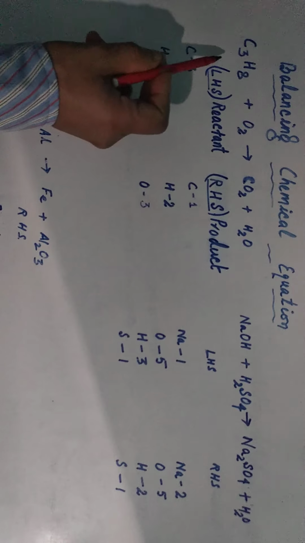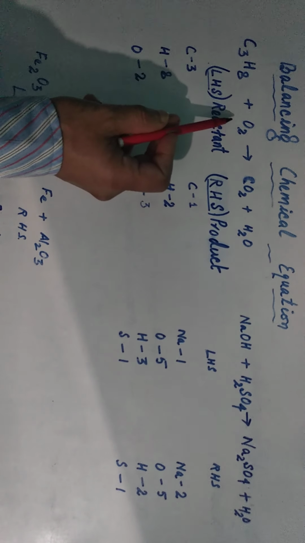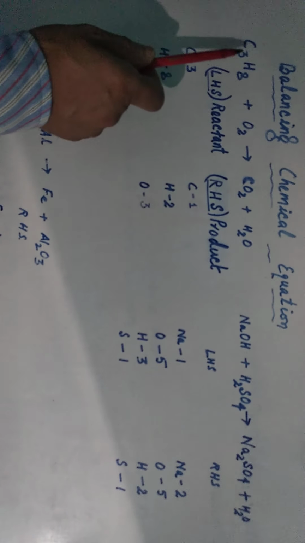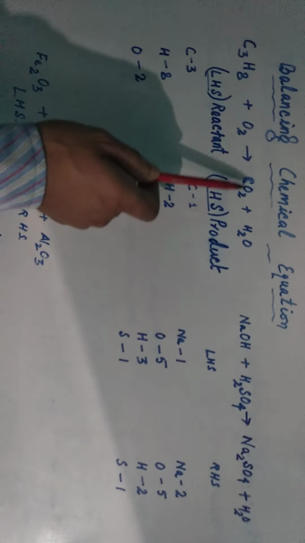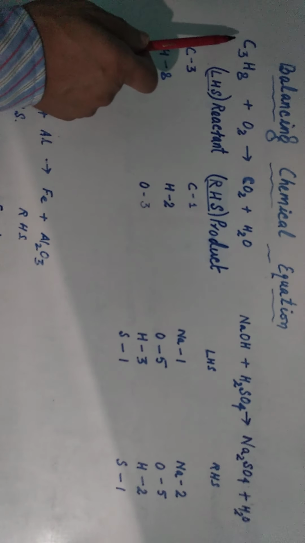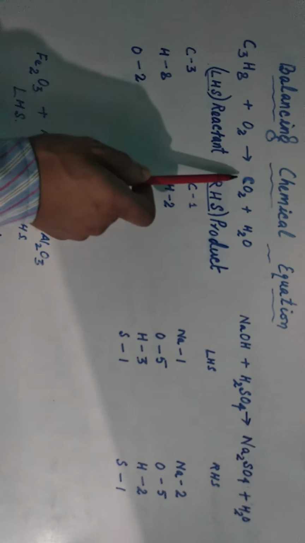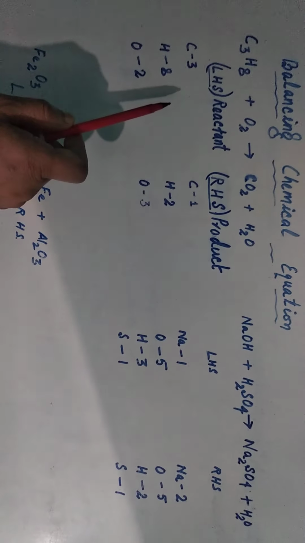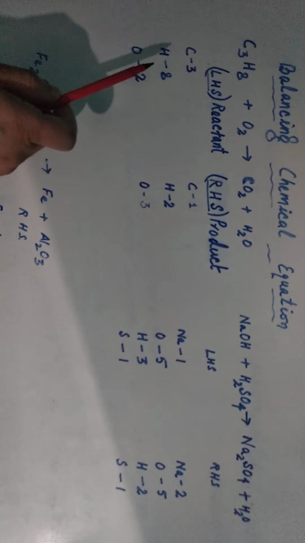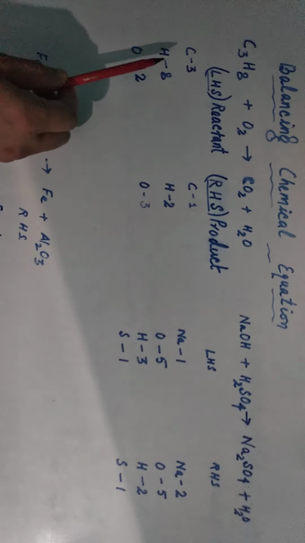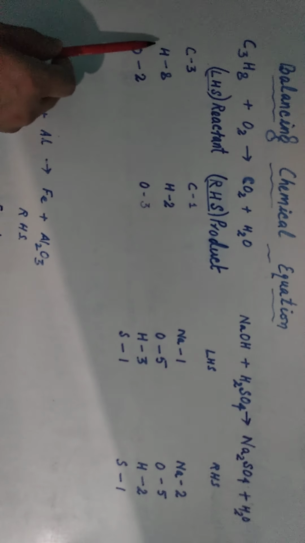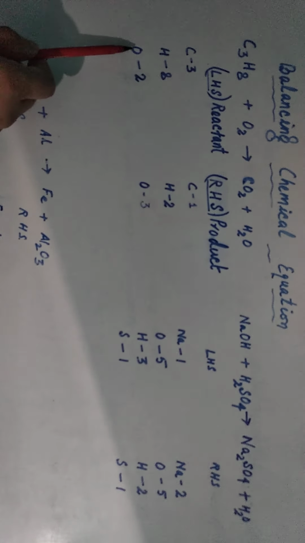First, when propane is added with oxygen molecule, it forms carbon dioxide and water. Dear friends, we have three elements here, carbon, hydrogen and oxygen, on both sides. This is the left side of the equation, that is the reactant, and this is the right hand side of the equation, that is the product. Dear friends, on the left hand side I have 3 atoms of carbon, 8 atoms of hydrogen and 2 atoms of oxygen.